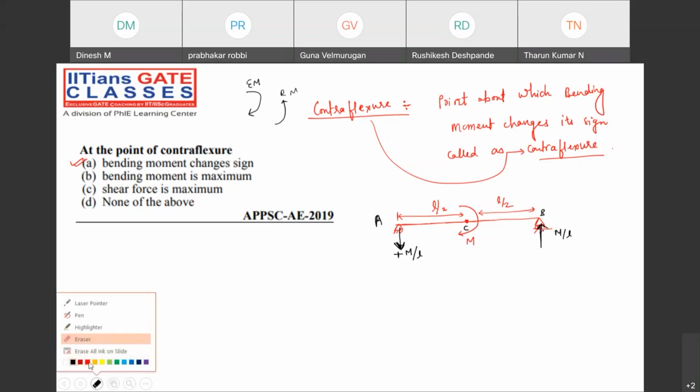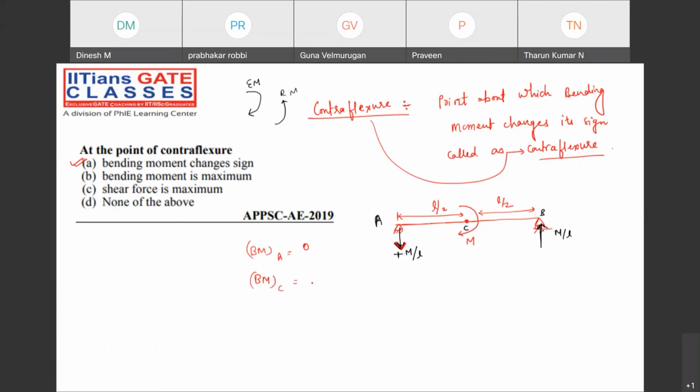Now, my purpose in showing this question is that you try to draw the bending moment diagram for this. What will be the bending moment diagram? What will be the bending moment at point A? 0. What is the bending moment at point C? Minus M by L into L by 2, right? So it's minus M by 2.